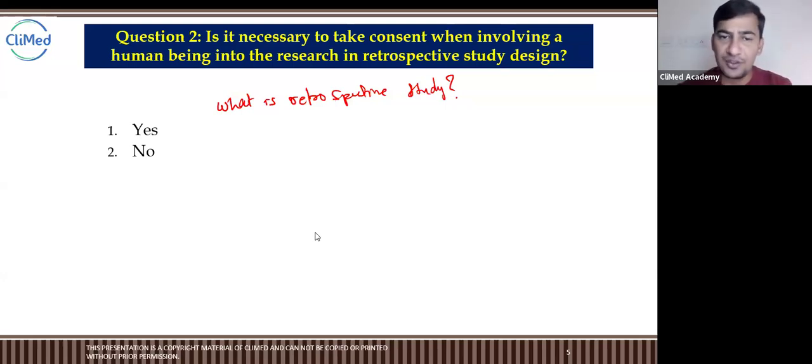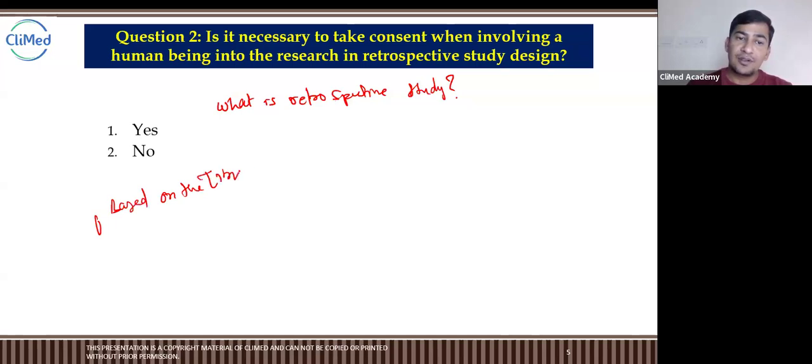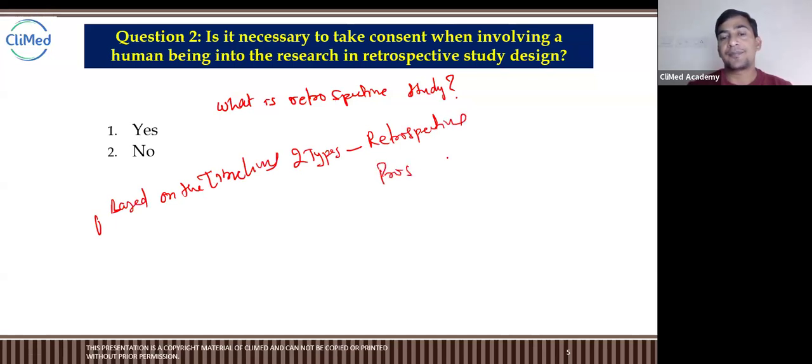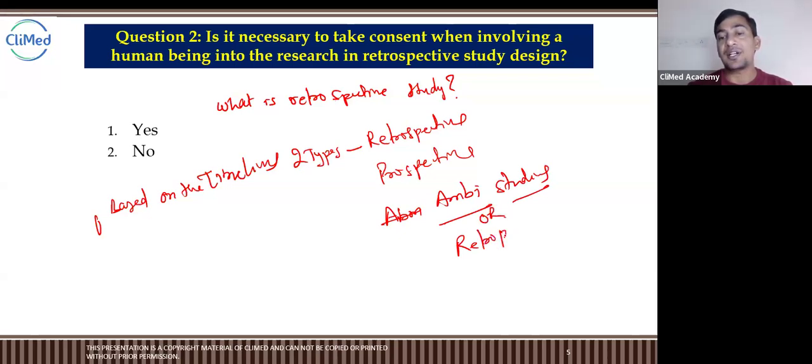Okay, see guys, let me tell you. Based on the timelines, there are two types of study. Okay, two types. One is retrospective, one is prospective. One is called as AMB. MB studies. We call them MB studies or retroprospective studies. Those are also called as retroprospective studies.